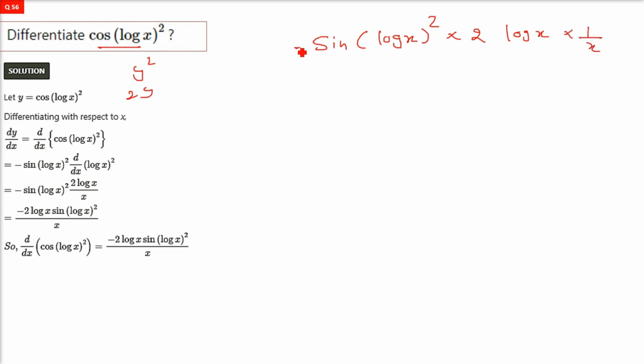Please remember cos is minus sine. So I am just putting the minus sign. So final will be minus, this is 2 log x. Then we have sine log x whole square. So just write sine log x whole square. In the denominator you have x. This is your final answer.